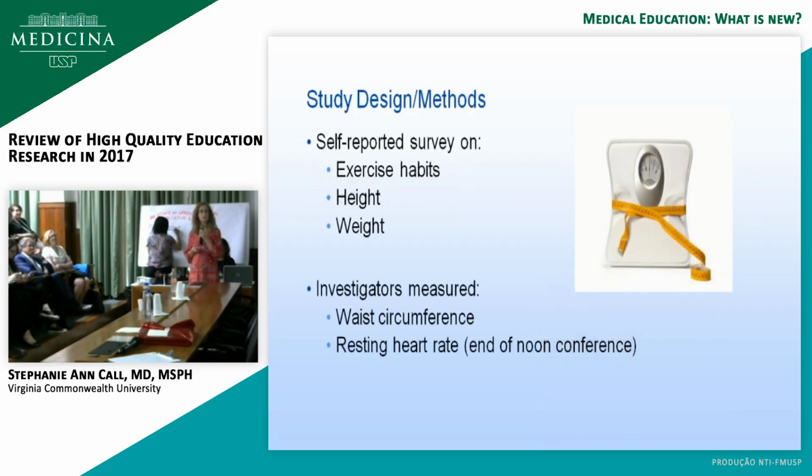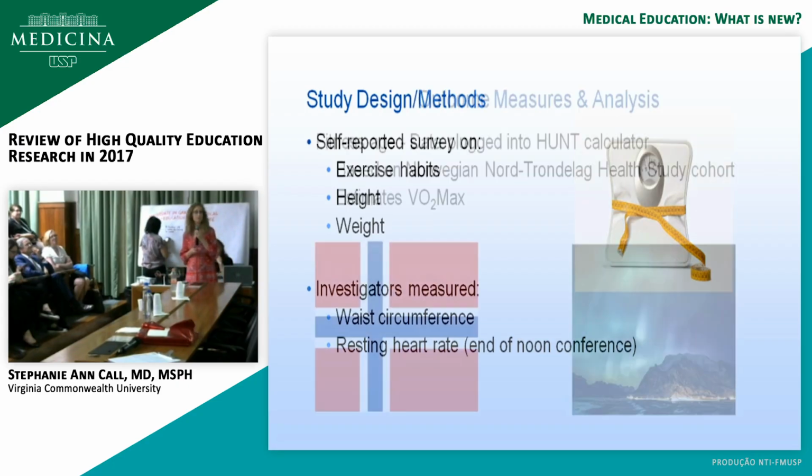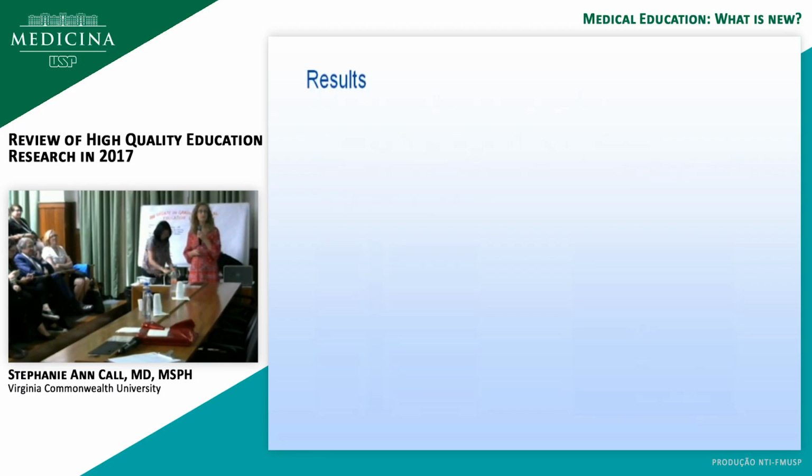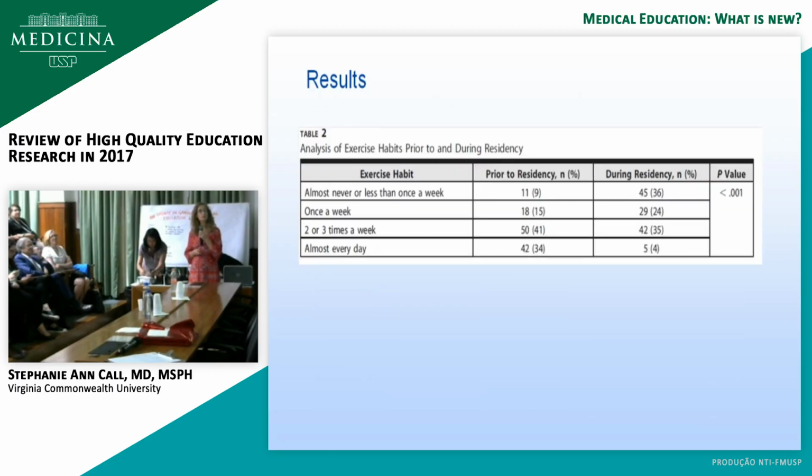It's a self-reported survey on exercise habits, height, and weight. Investigators measured waist circumference and resting heart rate at the end of noon conference. I don't know if that's an ideal time, but that's when it was. They determined fitness age by plugging it into a calculator known as a Hunt calculator, which was based on a Norwegian Nord-Trøndelag health study cohort, and it estimates VO2 max. So it's a measure of fitness age.